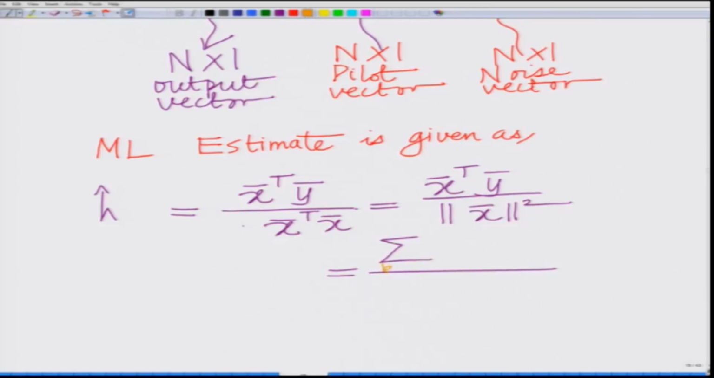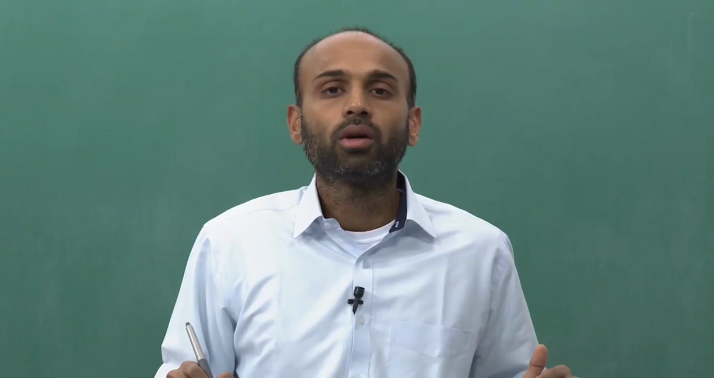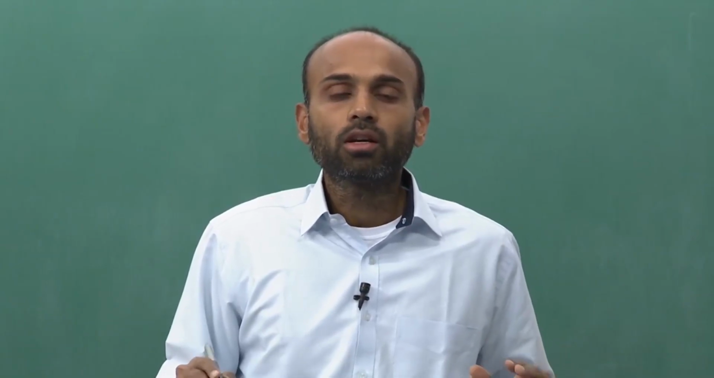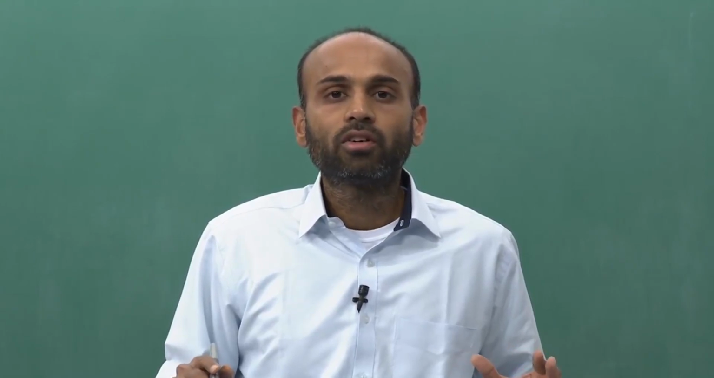we have also seen this before, summation k equals 1 to n x k y of k divided by summation k equal to 1 to n x square k. Okay. Norm x bar square, the norm of the vector square, is basically summation k equal to 1 to n x k square.